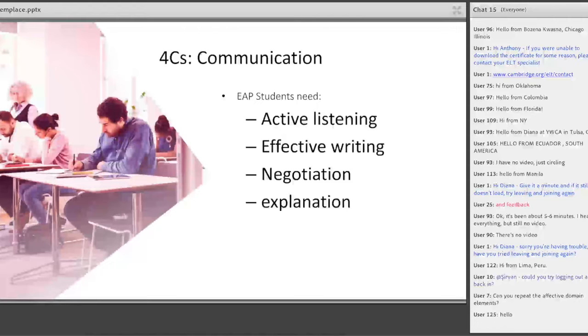When we think about EAP learners, we need to consider not just these traditional definitions of communication, but the communication they need for academic success. They need to be active listeners, right? That's part of the communication process. They need to be effective writers, again, part of the communication process. They need to be able to negotiate, and they need to be able to explain things, restatement.